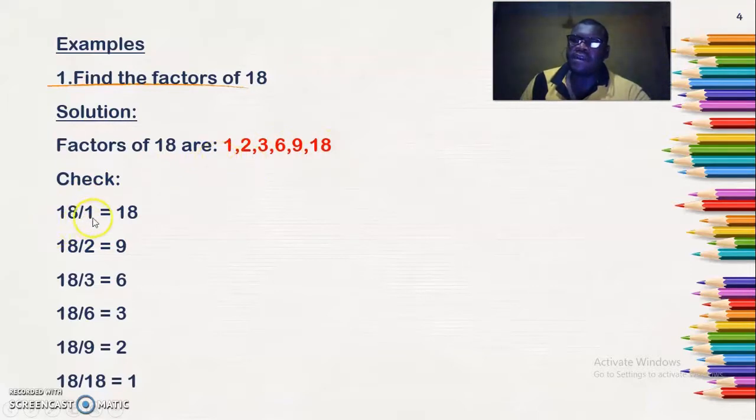18 divided by 1 is equal to 18 without any remainder. 18 divided by 2 is equal to 9 without any remainder. 18 divided by 3 is equal to 6 without remainder. 18 divided by 6 is equal to 3 without any remainder. 18 divided by 9 is equal to 2 without any remainder. 18 divided by 18 is equal to 1 without any remainder. So the factors are 1, 2, 3, 6, 9, and 18. So those are the factors of 18.